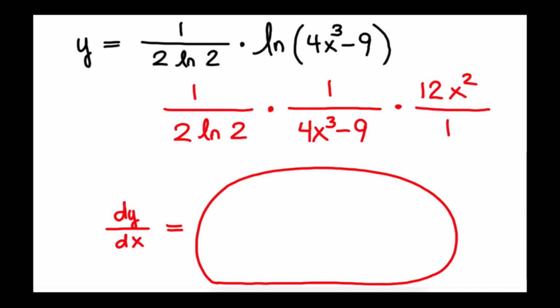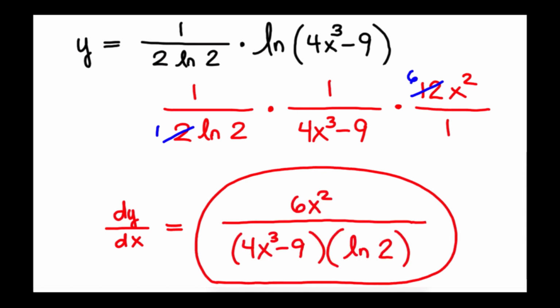The only thing I see that can simplify is the 2 and the 12 can both be divided by 2, and we'll just write our final answer. And there it is. All right, that's everything.